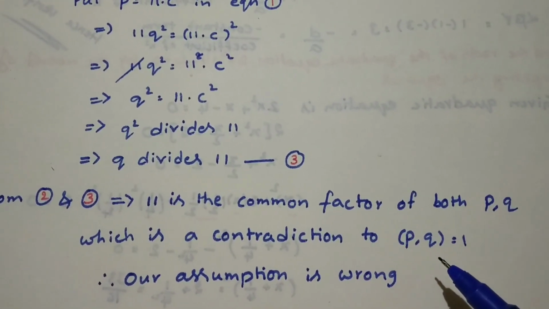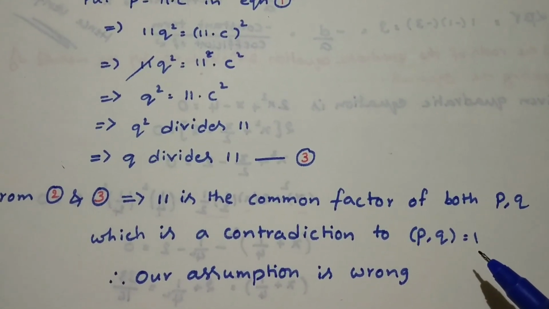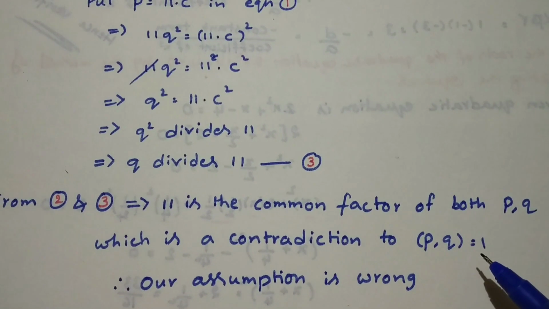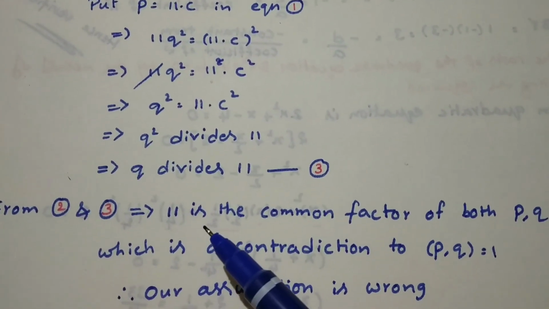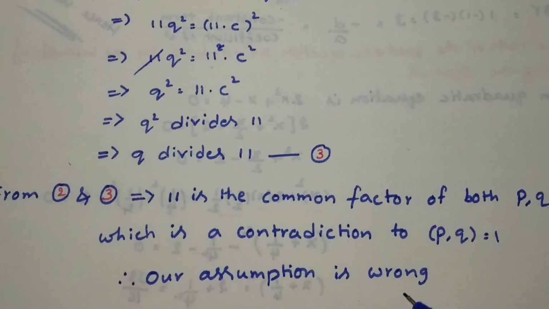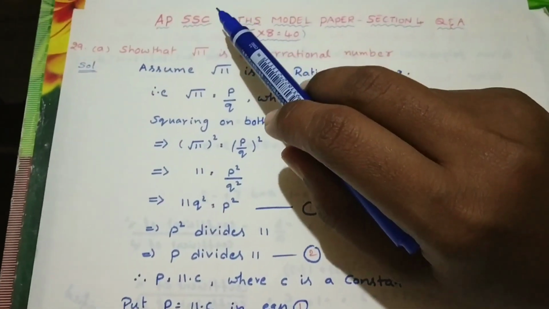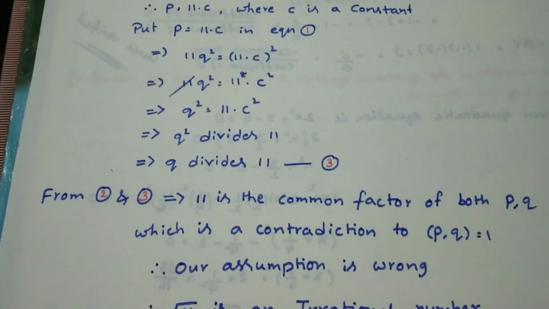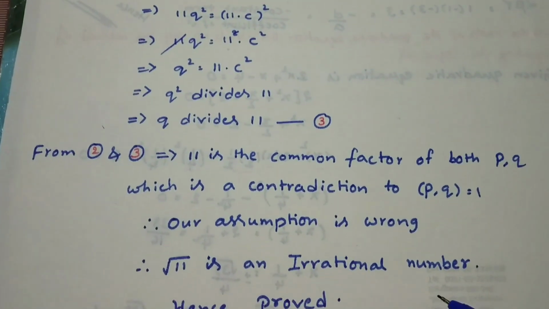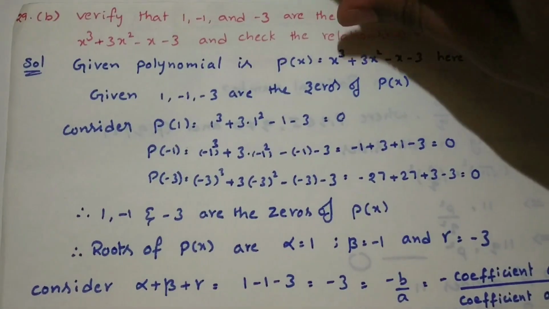contradiction to GCD of P, Q is equal to 1. That means there is no common factor other than 1 for both P, Q numbers. But here we got 11 as the common factor for both. So our assumption is wrong. What is our assumption? Root 11 is a rational number. That assumption is wrong. So root 11 is an irrational number. Hence proved.